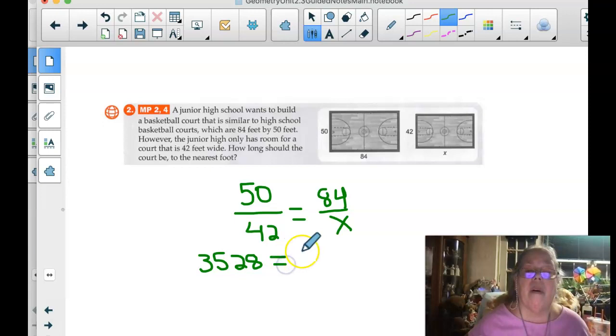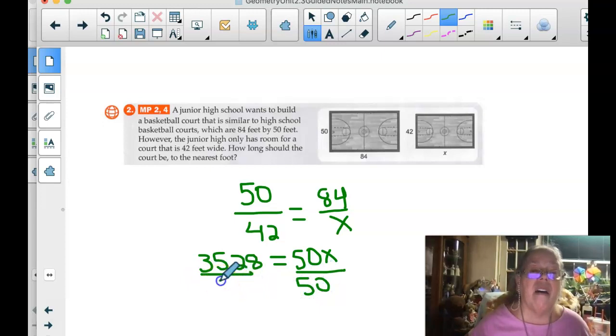What am I going to do now? I want to get the X alone. I don't want my X to have any friends, nobody to hang out with, nothing. So I'm going to divide both sides by 50. And I get X equals 70.56. Now let's go back and see what they're looking for here.